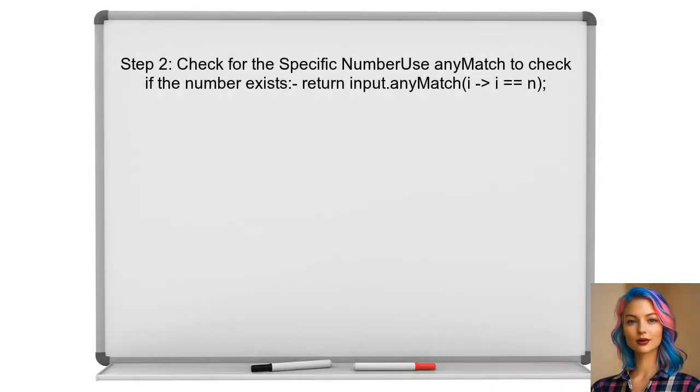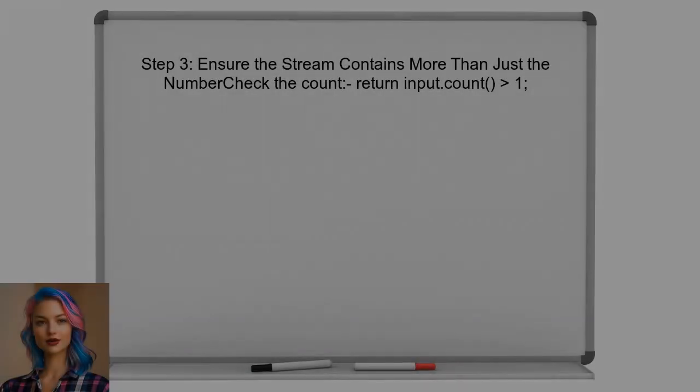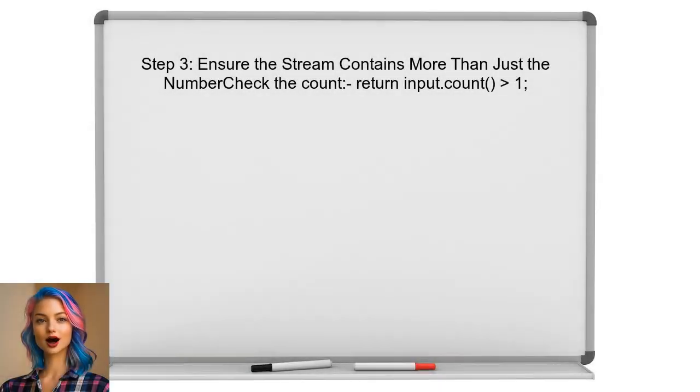First, the user should check if the stream contains the specific number using the AnyMatch method. This part is already correctly implemented in the user's code. Next, the user needs to ensure that the stream contains more than just the specific number. This can be done by checking the count of elements in the stream and ensuring it is greater than 1.